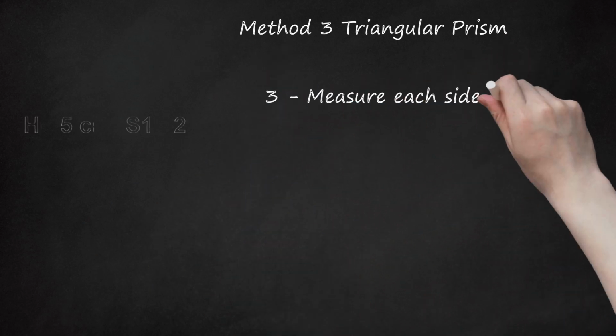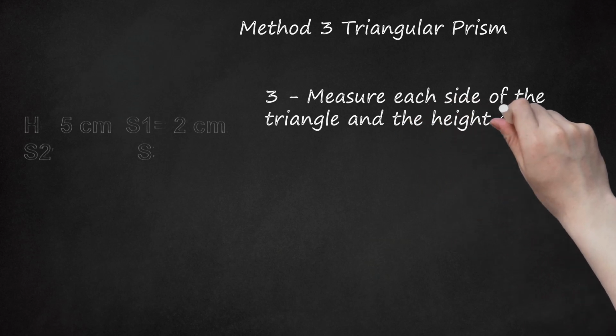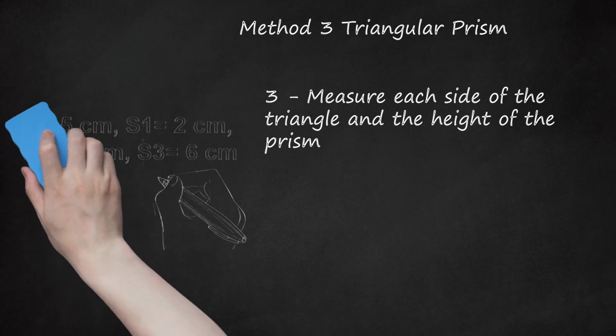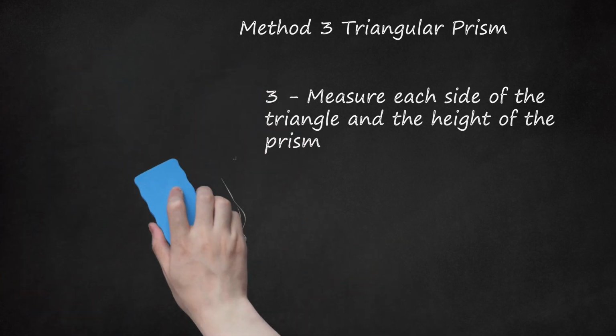3. Measure each side of the triangle and the height of the prism. To finish the surface area calculation, you need to know the length of each side of the triangle and the height of the prism. The height is the distance between the two triangular faces. Example: h = 5 centimeters. The three sides refer to the three sides of the triangular base. Example: S1 = 2 centimeters, S2 = 4 centimeters, S3 = 6 centimeters.